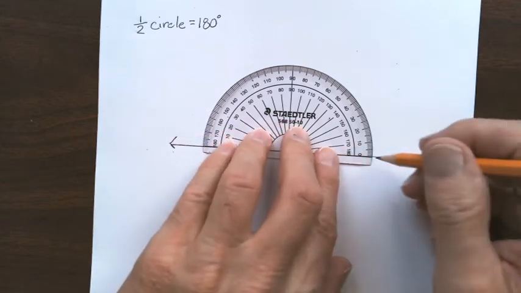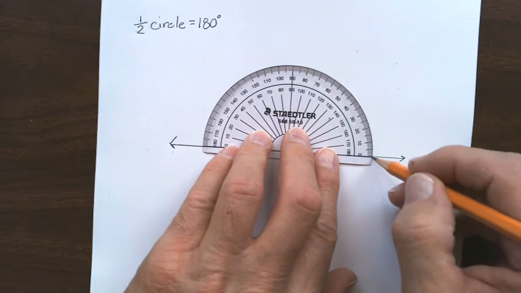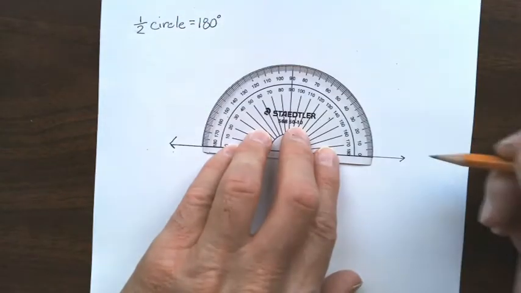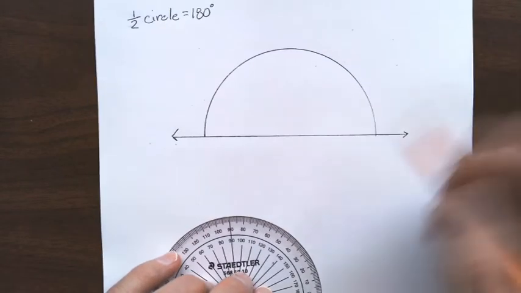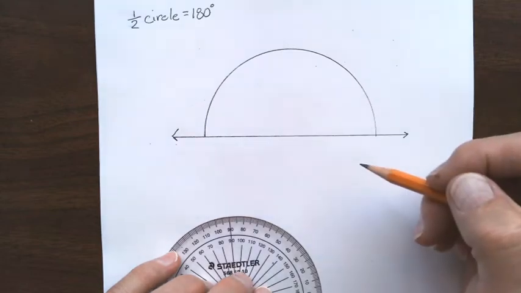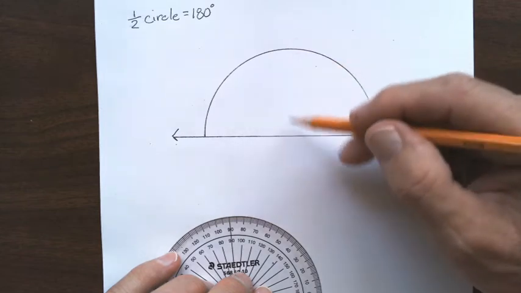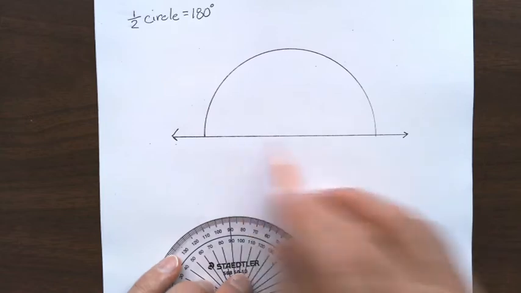And then trace along the outside as if you're using a plate or a cup or a lid to a jar. And let's just draw half that circle and see what happens. So there's half a circle. Within this circle are all those angles that we have been working on, and of course the right angle, the perpendicular line that goes off of our reference line here.